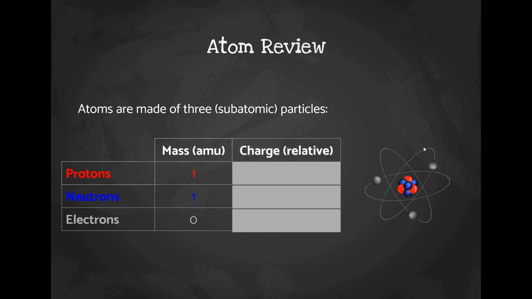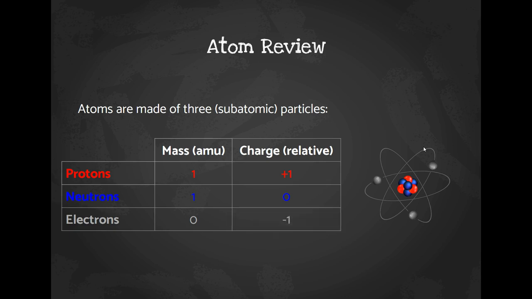The other thing we have to talk about is charge, and this is charge relative to one another. Protons have a positive 1 charge. That's the easy one to remember because of the P. Protons are positive. Neutrons have a 0 charge, or we say they're neutral. Again, we have that similar prefix, neutral and neutron. And then our electrons are -1. So really the electrons and the protons are kind of balancing each other out.